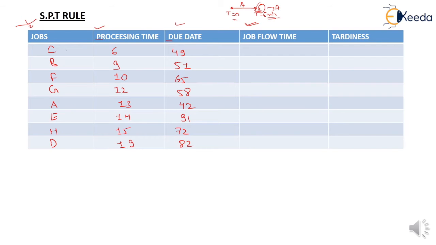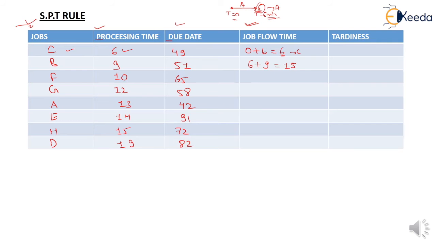So here the C job is inserted in the machine at 0 minute, plus the processing time of C job is 6 minute. So here after the 6 minute the job C is completed. So 6 is the job flow time for C job. After the 6 minute our machine is free. So after the 6 minute the B job is inserted, and the processing time of B job is 9. So here the job flow time for B job is 15.